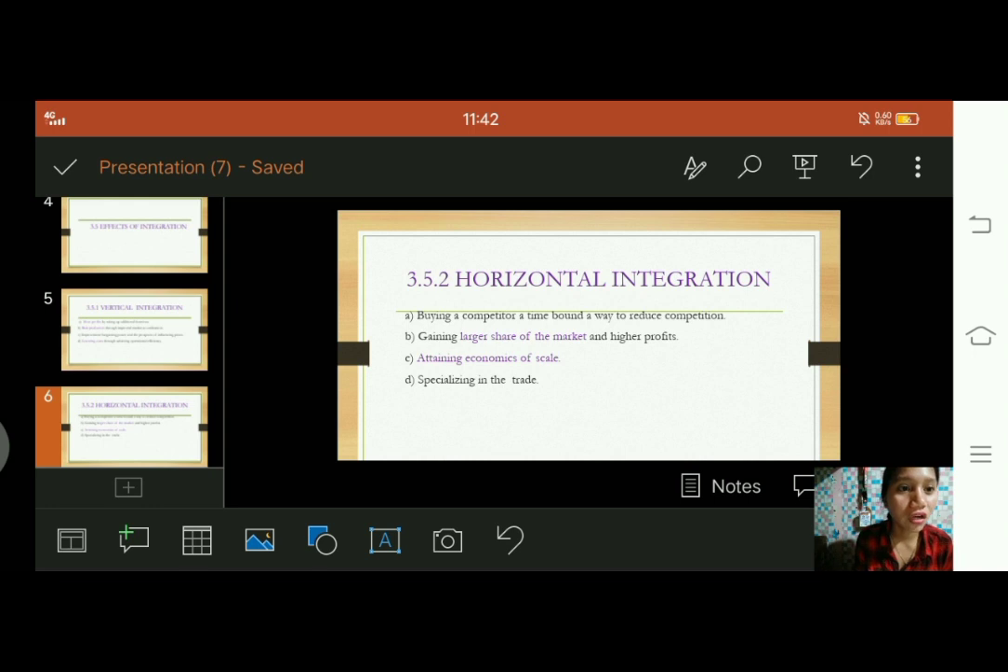Let's move on to the horizontal integration. Buying a competitor is a time-bound way to reduce competition. It's very hard to buy the competitor's company if it's a big company. But if you want it, you can buy it so that you can get a higher profit.